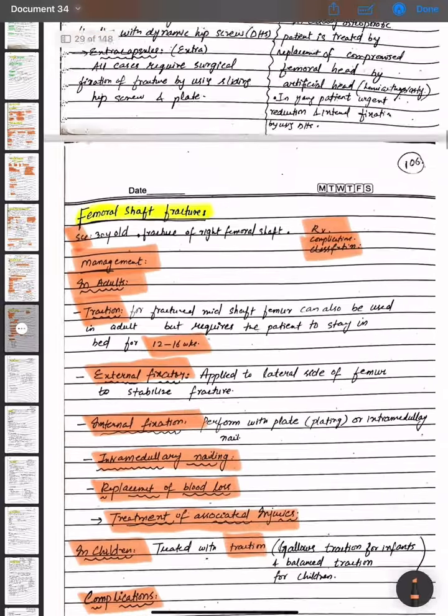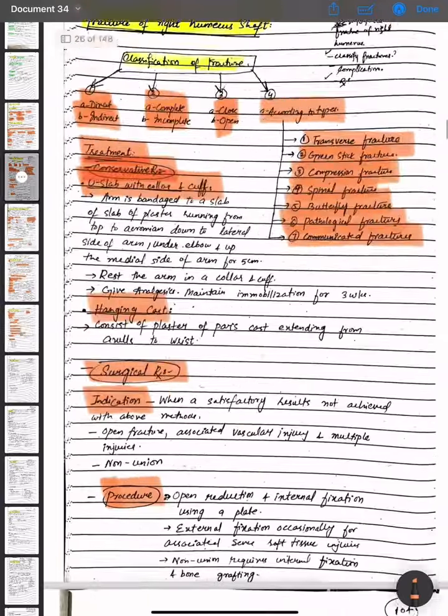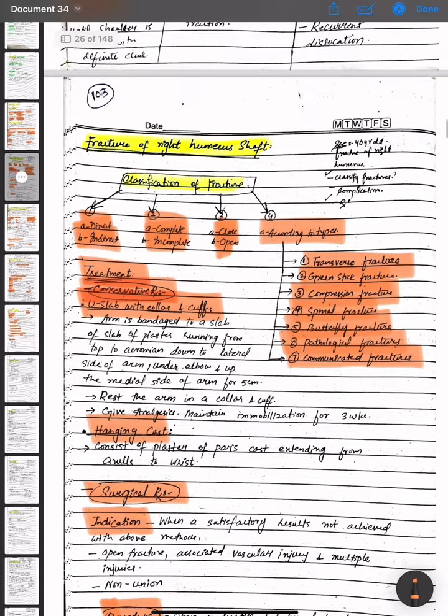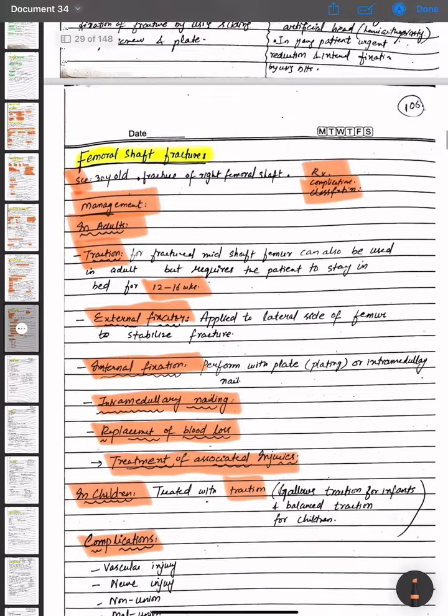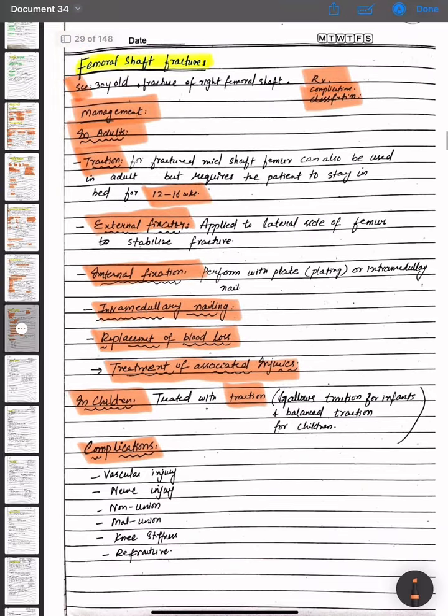Classification is already done above, so you can study this. This is the classification of fracture. Okay. So what we have studied in the femoral shaft fracture: the management in adults and the management in children, and what are the complications.